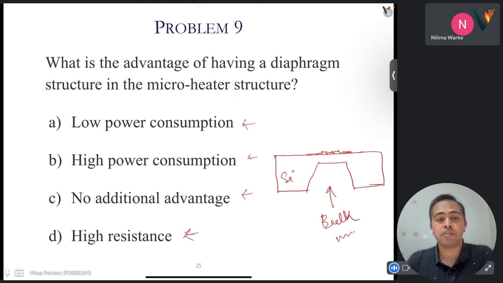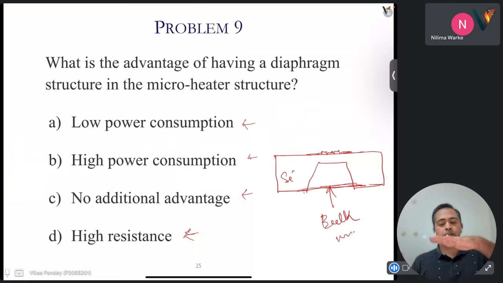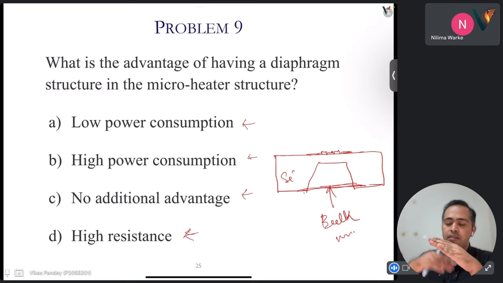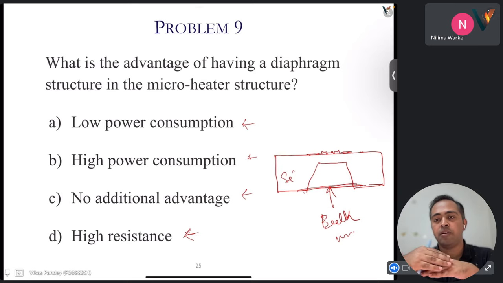And why low power consumption? Because if this whole structure was there, like the heater is on the top, and below it we have a thick structure, we are not interested in heating that structure below. We are just interested in heating the top surface. Having a very thick supporting layer will take out a lot of heat, because the heat will go down also. It is not just heating on one side.